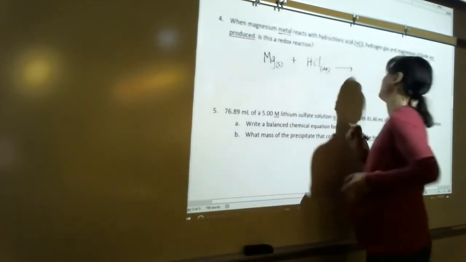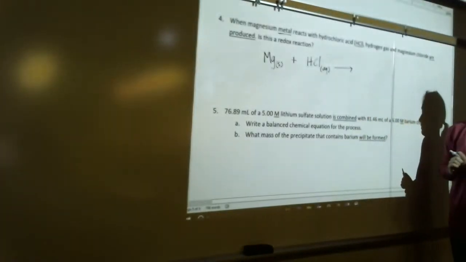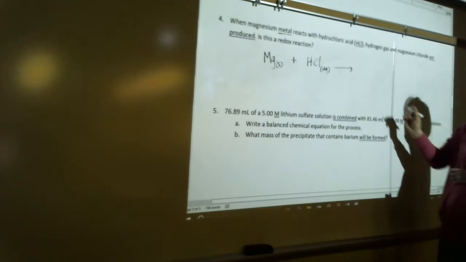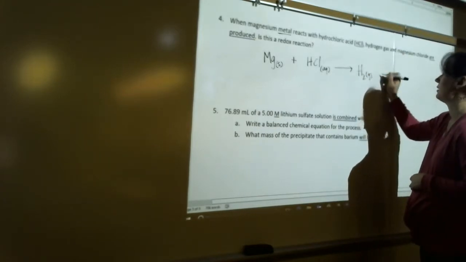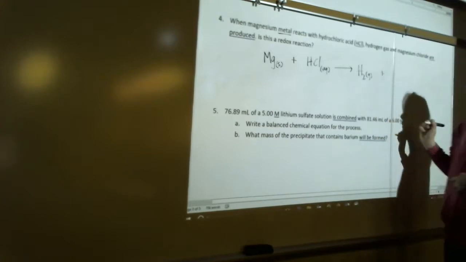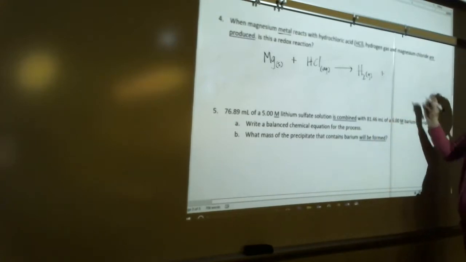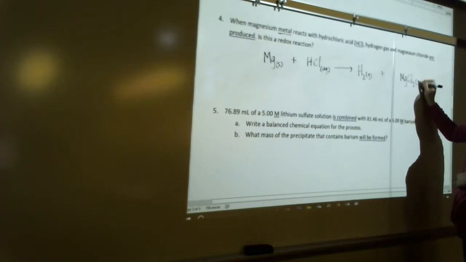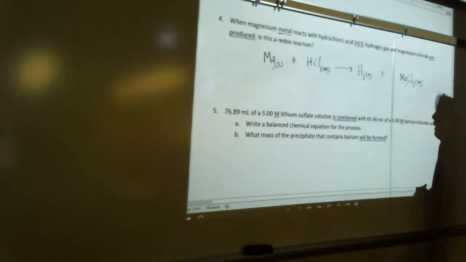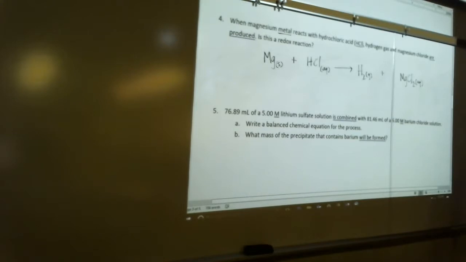We're producing hydrogen gas. What's the formula for hydrogen gas? H2, right? As a gas, that's diatomic. H2 gas. Plus, what's the formula for magnesium chloride? Mg what? Cl2, and that would be aqueous. Is this balanced? What do we need to do to balance this?